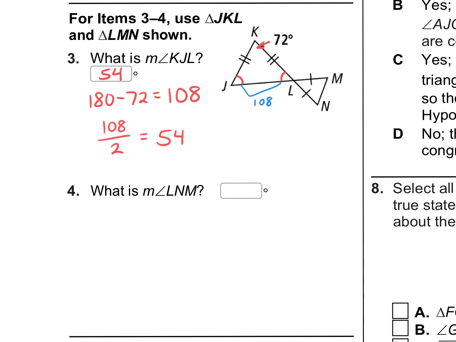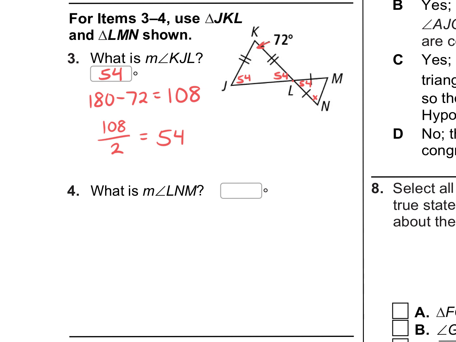Once you figure out something, what should you do? Put it in the picture. So we know this is 54. This one is also 54. Okay. Number 4, LNM. We're looking for this angle right here. What can we fill in the picture? The corresponding angle. Yep, this one right here across from here. This one's also 54. What else do we know about that bottom triangle?